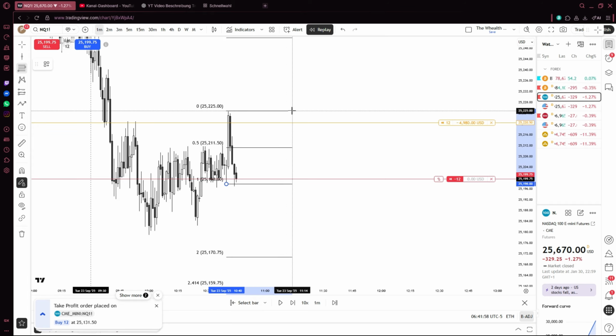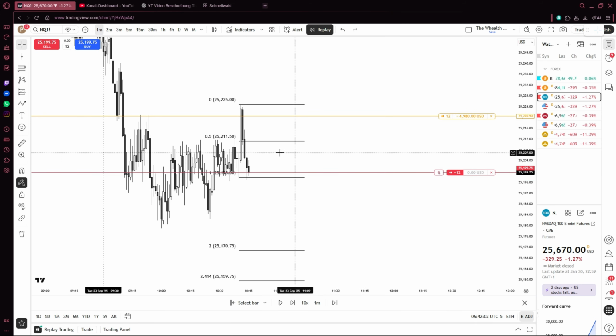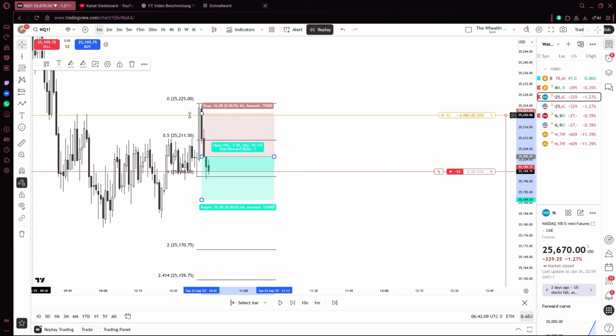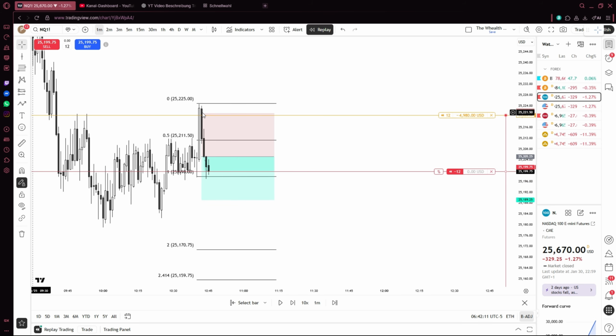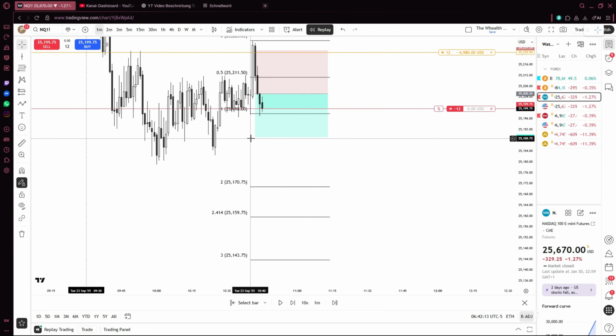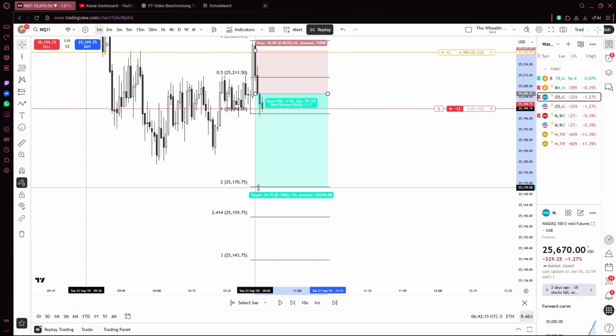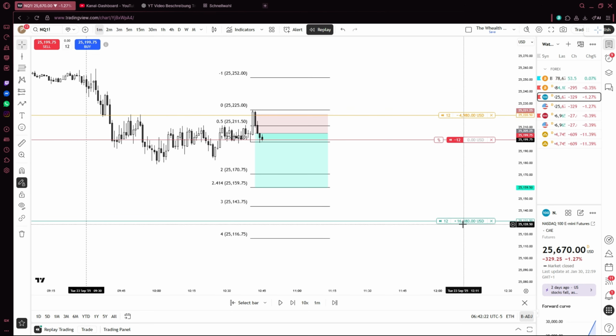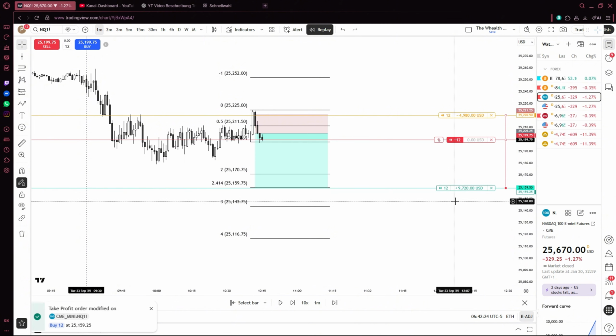Now I'm taking my fib settings, as always, standard deviation settings, and I would have entered all the way up there, but I just missed it. You would take your TP to all these zones, but I left them there. I don't know why.